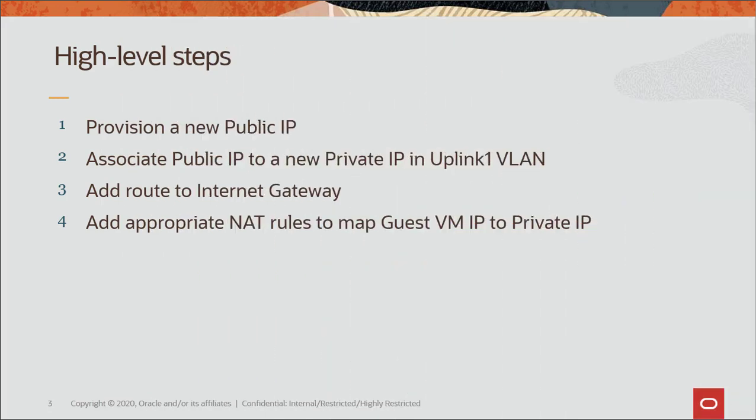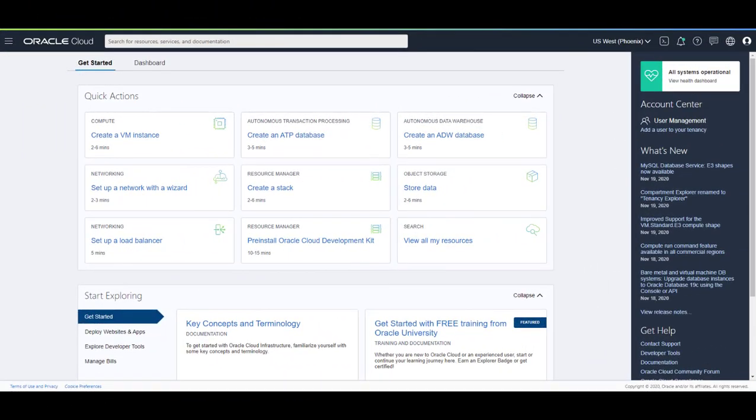From a high level, these are the steps we will be performing during this demonstration. We will first provision a new public IP address within OCI. Then we will associate the public IP address to a private IP address in the uplink 1 VLAN, and we will add a new route rule to the internet gateway in the uplink 1 VLAN's route table. Finally, we will add NAT rules to map the guest VM IP to the private IP, which we will create in uplink 1 VLAN. Let's dive into the demo.